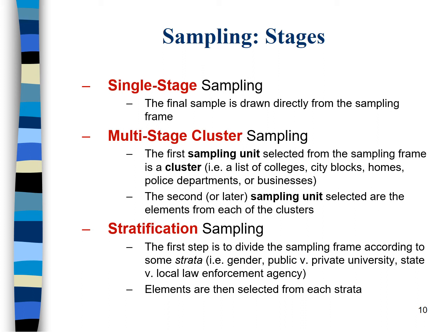In multi-stage cluster sampling, the first sampling unit selected from the sampling frame is a quote-unquote cluster. So maybe it's a list of colleges, city blocks, homes, police departments, businesses. Then, once I have identified which clusters I want to focus on for my sample, I select elements from each one of those clusters in the second stage of the sampling approach.